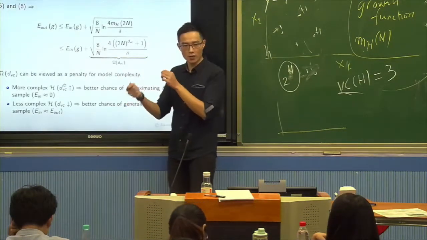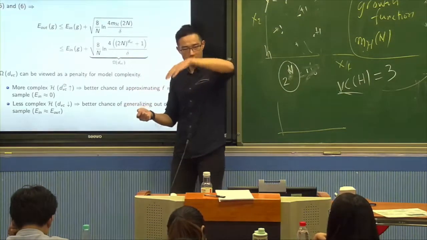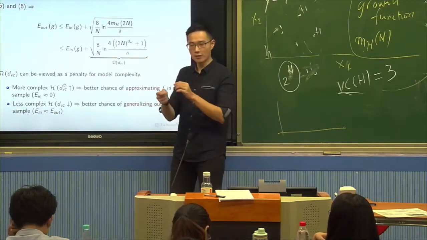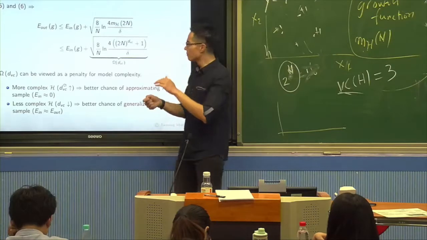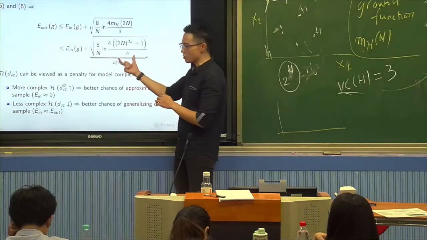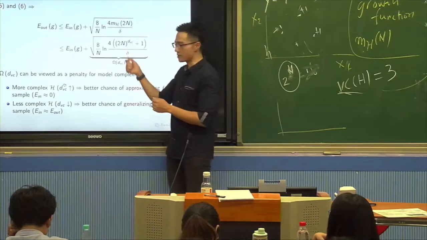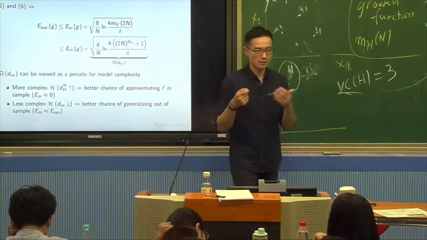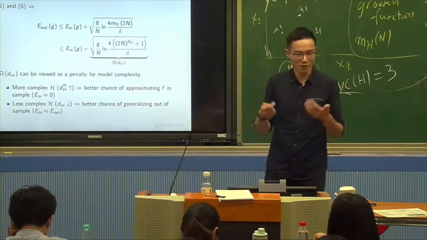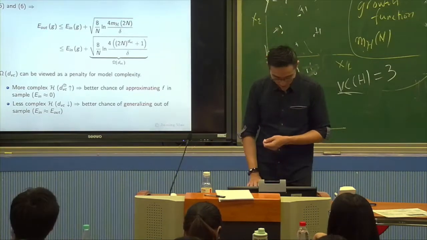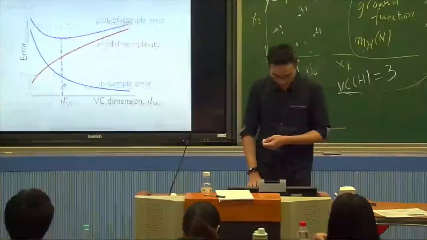But if you use a more complicated model, you can try to get the E in close to zero. It's always the same. If you use a simple model, then your E in is more likely to be high, but the generalization bound becomes tighter. So this bound becomes smaller if you use a simpler model because the VC dimension becomes smaller. Right? So essentially the same message as before. We're just using a fancy term to describe model complexity.